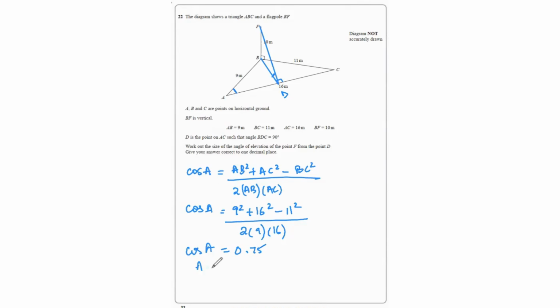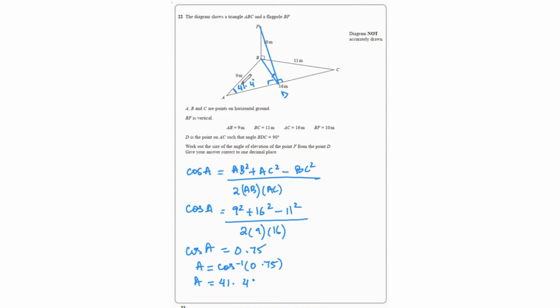0.75. And then A is going to be cos inverse of 0.75, which equals 41.4. So this is 41.4. Now we use this angle to find the length of BD, because if this is a right angle triangle, this is also a right angle triangle. So we have to find BD.